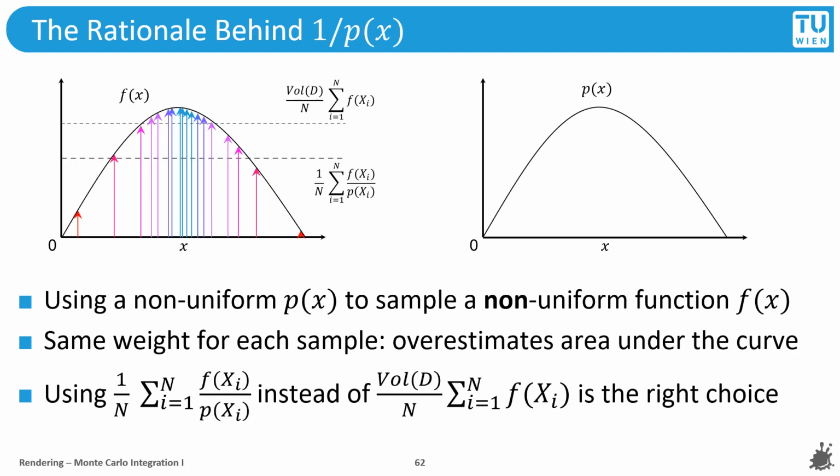The problem of ignoring this fact becomes clear when the function we are trying to integrate is itself not uniform. In this particular case here, the function f of x is actually identical to the PDF. Now if we were to give the same weight to every sample that we take, we would get a wrong result because the majority of the samples are clustered in one location. And this leads us to overestimate the area under the curve. The correct solution includes the appropriate weighting of samples by the factor of 1 over p of x.